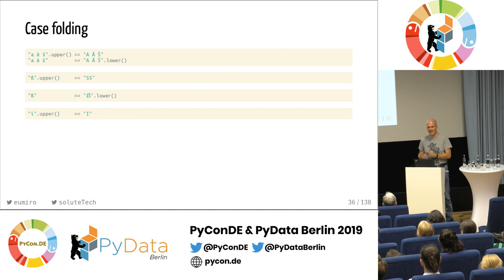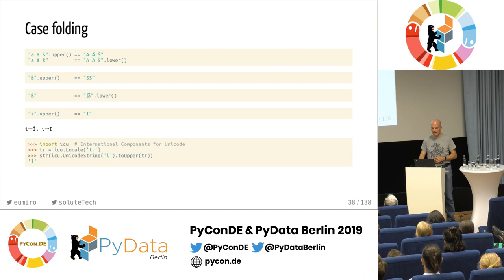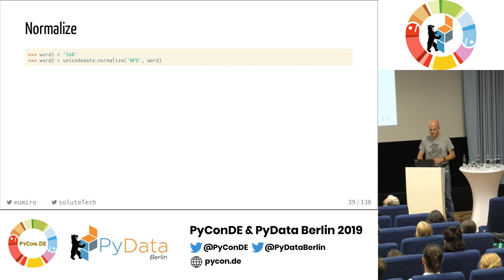Does anyone understand Turkish here? They have I with a dot, lowercase and uppercase, and the I without a dot, lowercase and uppercase. How should Turkish people convert their text between uppercase and lowercase if we have broken their alphabet? There is a way. I will have a look at this ICU library a little bit later. You can do that correctly, but not with the standard dot upper and dot lower.